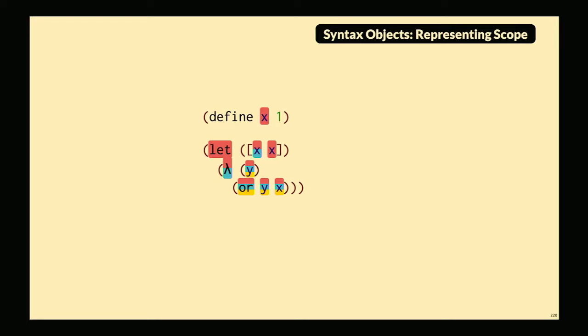And this is how the scopes are managed. This is how the binding structure is managed for you correctly. Okay, so here's the actual data structure, kind of inductively.